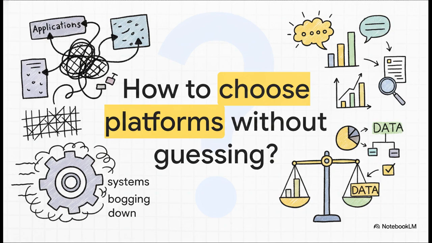We've all felt the pain of a totally messy software ecosystem. Applications just completely refuse to talk to each other, data gets trapped in silos, and your systems just bog down. But when it comes time to evaluate a new integration platform to actually fix this mess, the decision usually relies on whoever has the loudest opinion in the meeting room rather than hard, objective data. So the big question is, does it always have to be guesswork?